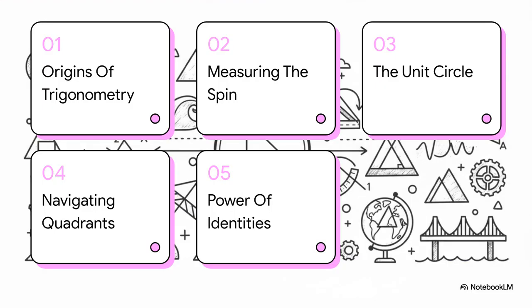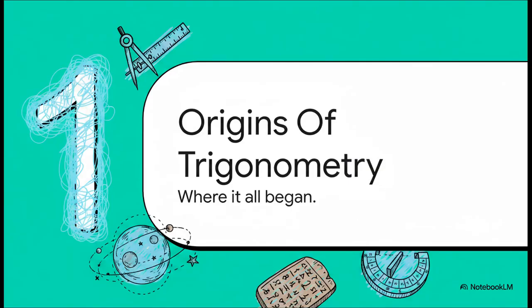Okay, let's dive into this. Here's our roadmap for the chapter. We're going to hit the origins of trigonometry, measuring the spin, the unit circle, navigating the quadrants, and finally, the power of identities. First up, Section 1, the origins of trigonometry, where it all began.